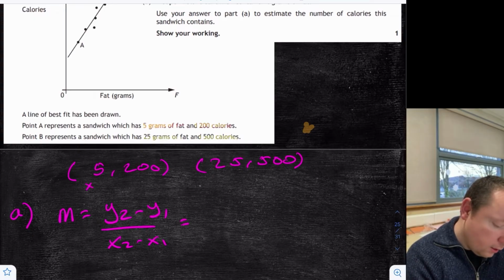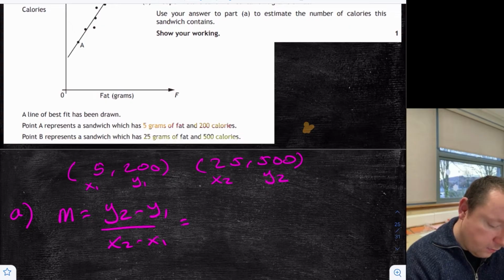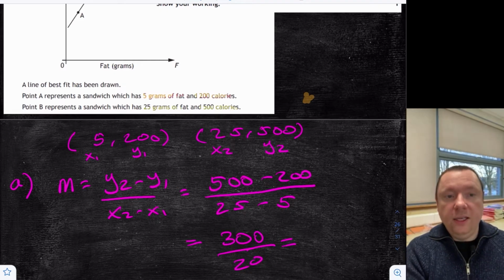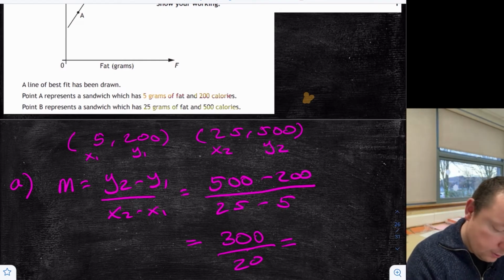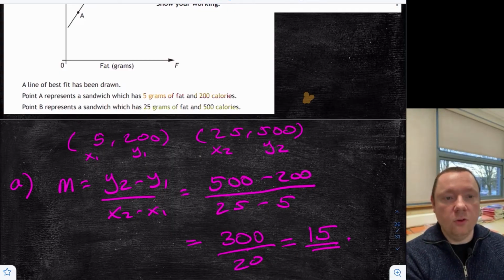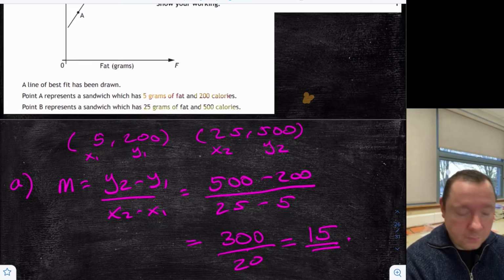So x1, y1, x2, y2. That gives me 500 minus 200 on the top, 25 minus 5 on the bottom. Non-calculator, so that gives us 300 over 20. Well, that gives us 15 as our gradient. And we've got a mark there for getting 300 over 20 or 15.